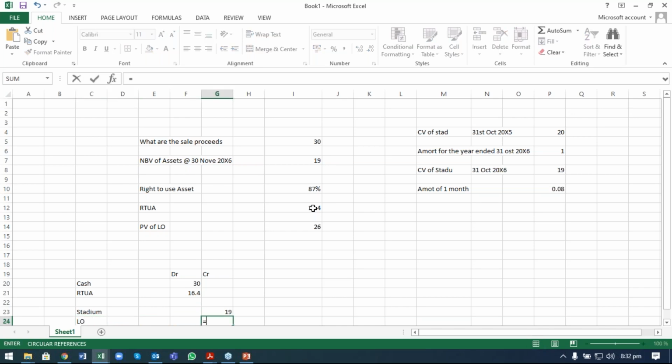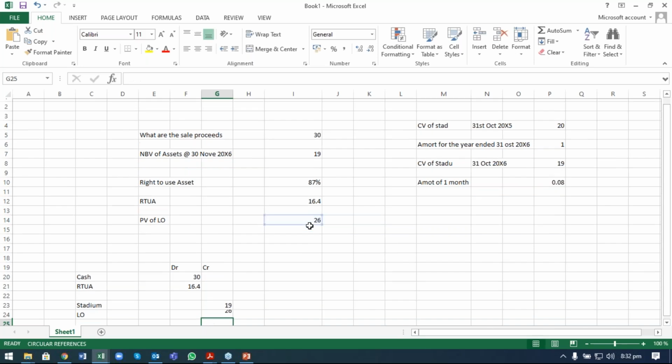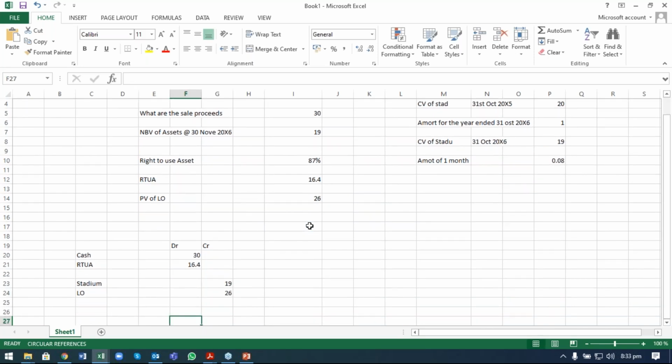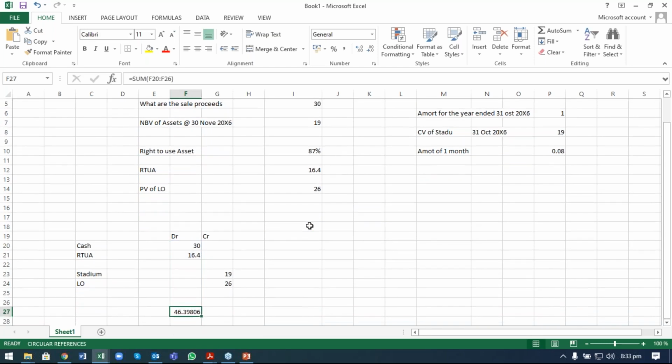What is the present value of lease obligation? It's 26 million, right? The balancing figure is always gain or loss on disposal of this stadium. Gain or loss should be recorded on which side? I believe this debit side is higher, so we have to make some adjustment on the credit side, which means gain on disposal of stadium.